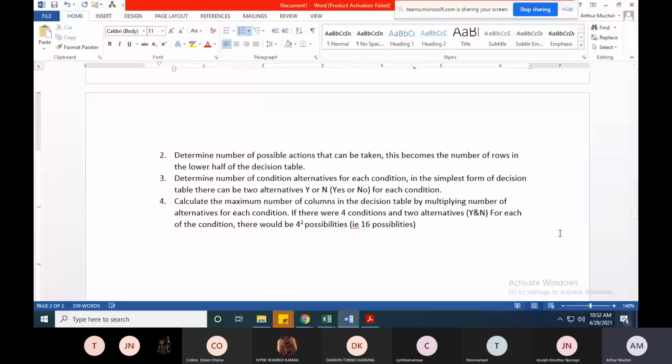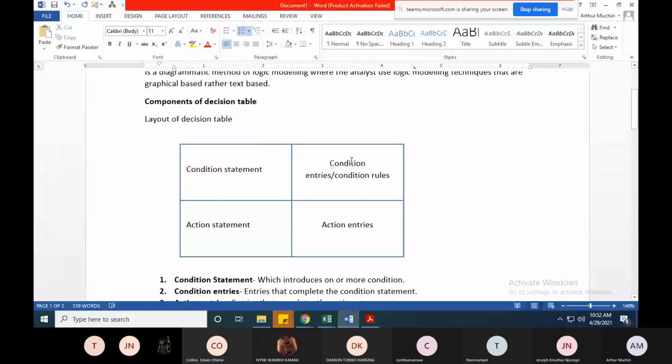Every time, to determine the number of condition entries that will be here, you first consider the number of condition statements. How many condition statements do you have? If you have 2, like if it's going to rain or not going to rain, those are the 2 condition statements. Then you raise them by 2. So on this side, how many columns will you have? 2 raised to 2, 4. So you're going to divide this section into 4 columns.